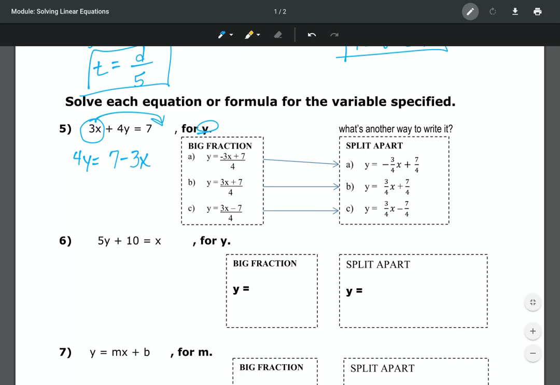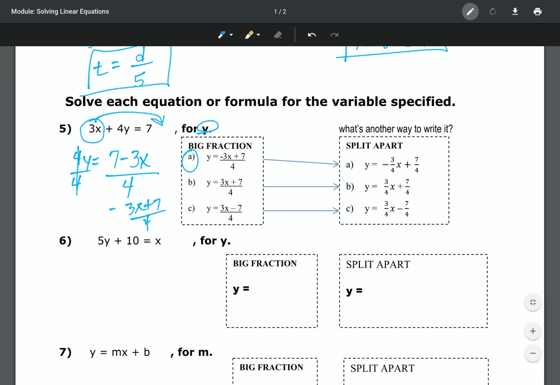Now then, we're not quite done. We still need to divide everything by 4. So we can do this, or you can just divide all of that by 4 so it looks like this. And as you see, I have included some multiple choice here. So we can go 7 minus 3x, or you might also see it written as negative 3x plus 7 all over 4. So negative 3x plus 7 would be your letter A.